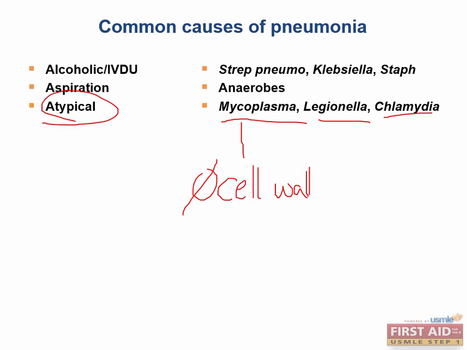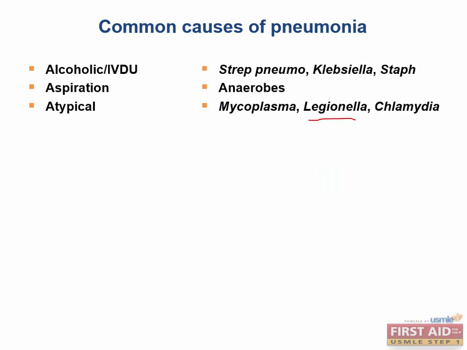Mycoplasma causes a more mild pneumonia that is also called walking pneumonia. The X-ray will oftentimes look worse than the patient's clinical presentation. Typically, it is not very severe, and the patients are able to walk, which gives it its name, walking pneumonia. Do you remember what is unique about Legionella and Chlamydia? Remember, they are primary intracellular organisms.